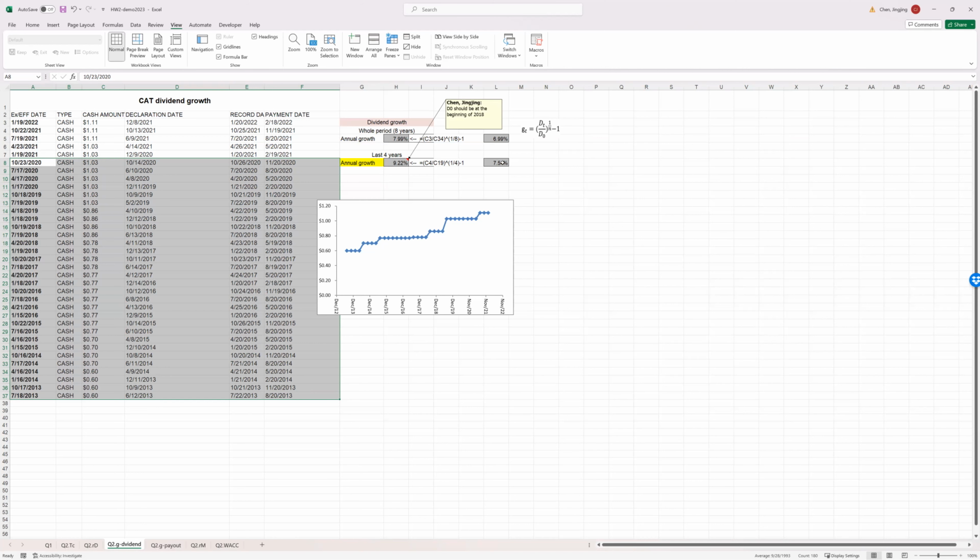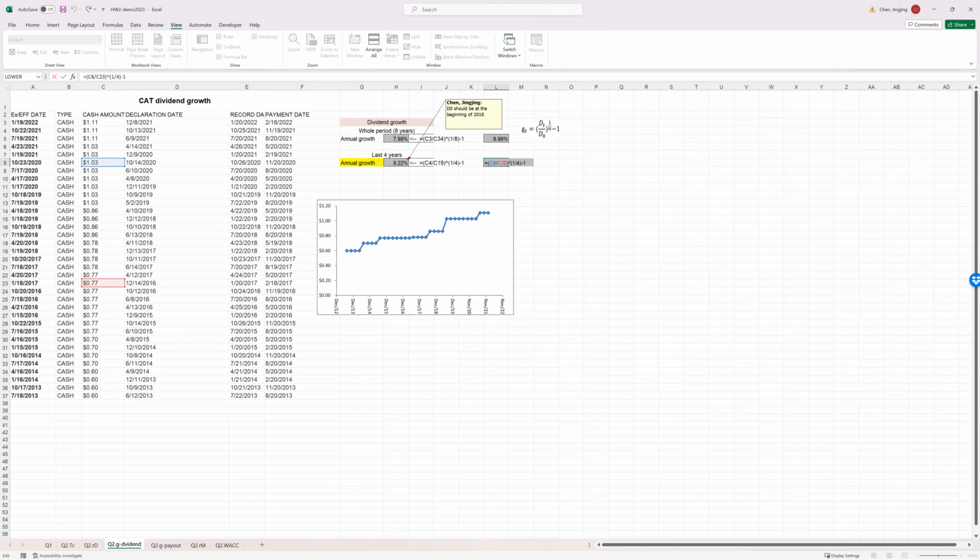So I will change the last 4-year dividend growth rate to the end of 2020. Going back from 2020, these are the four dividend payments for one year, four dividend payments for another year, four dividend payments for the third year, and four dividend payments for the fourth year. So we have C8 divided by C23, and then raise it to the power of 1 over 4 years. That will be the last 4 years dividend growth rate.